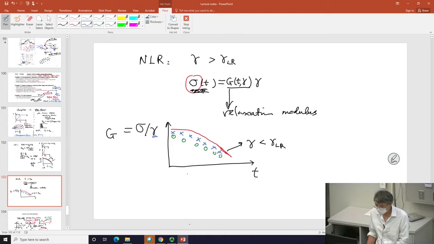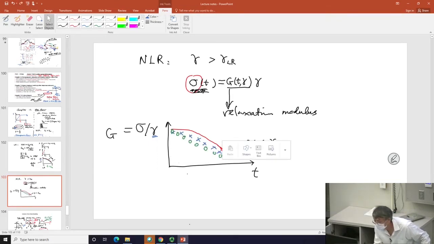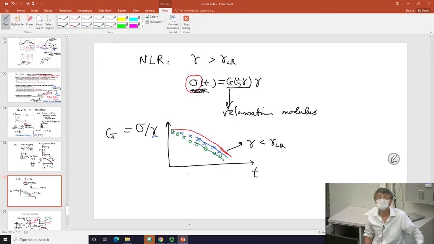There are some important features. What I want to say is that experimentally, it appears that after a certain time, the stress relaxes in the same way.